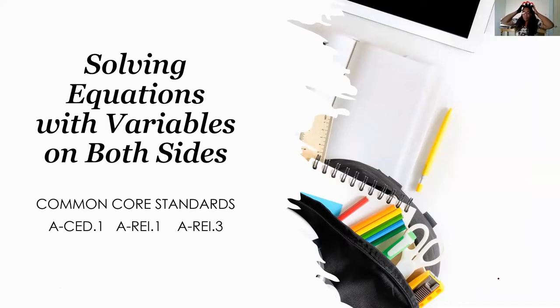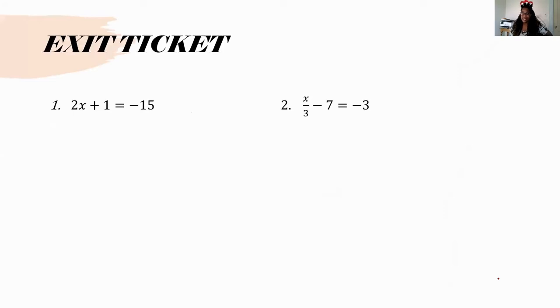Let's go. So we're going to look at the Common Core standards: A-CED.1, A-REI.1, A-REI.3. We're going to do a little bit of algebra. But before we get started on today's lesson, let's look at what we did last time with the exit ticket.